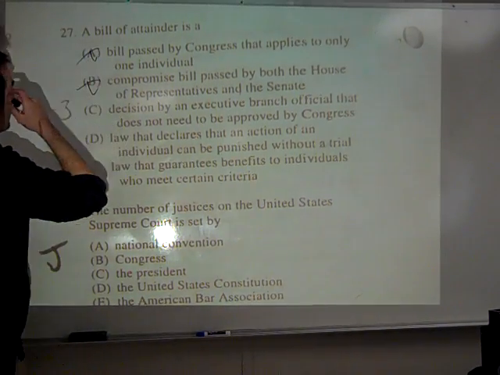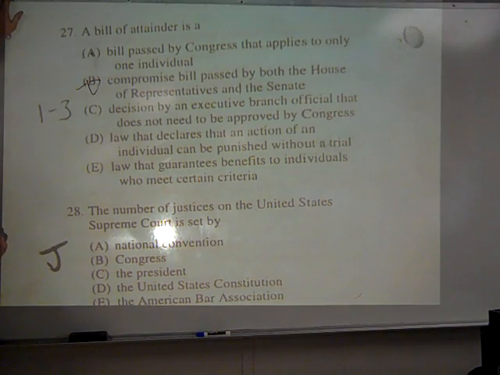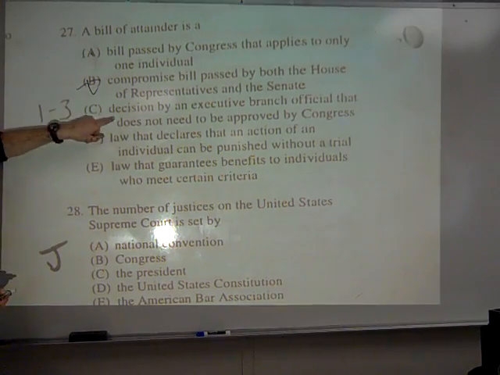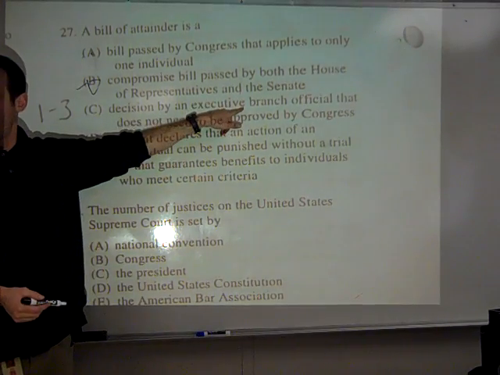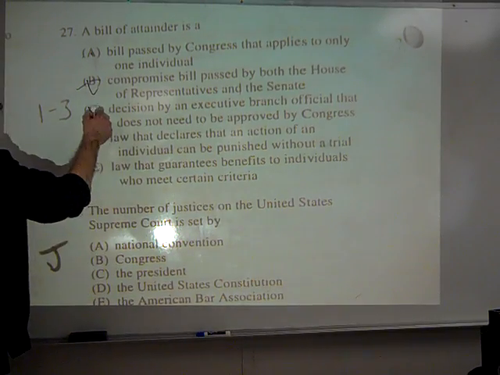That's certainly not a bill of attainder. A decision by an executive branch, I don't know if that's wrong, right or not. A decision by an executive branch official that does not need to be approved by Congress. No, that may be a new regulation, because executive branch officials are bureaucrats, right? And they make policy through regulations. Maybe that's a regulation, I don't know.